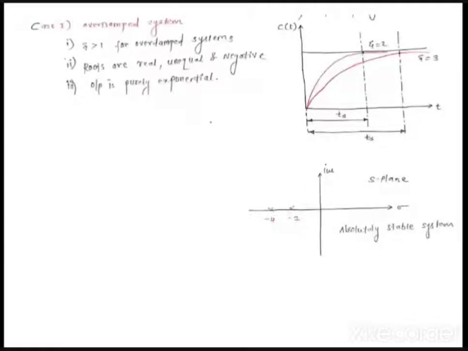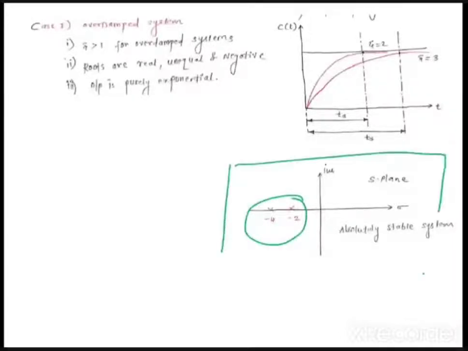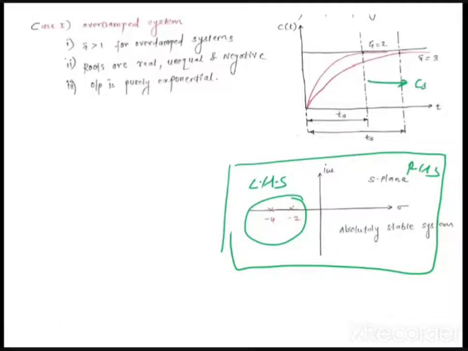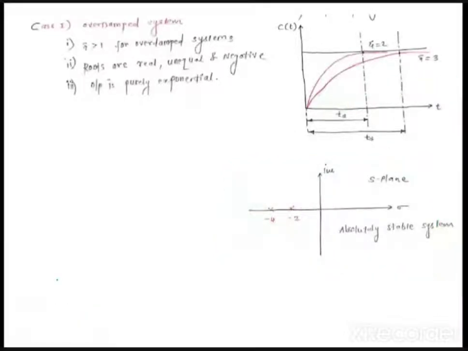Zeta should be greater than 1. Roots are real, unequal, and negative. So let us say -4 and -2. So they are located on the left hand side of the S plane. Since they are located on the left hand side of the S plane, you can say that the system is an absolutely stable system. Means what? The system will successfully pass through the transient state and will reach the steady state. It will pass through c_t(t) and reach c_ss(t). I hope you are understanding this. This analysis is very, very important.